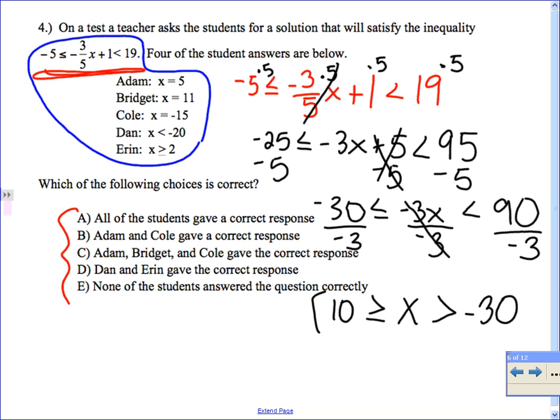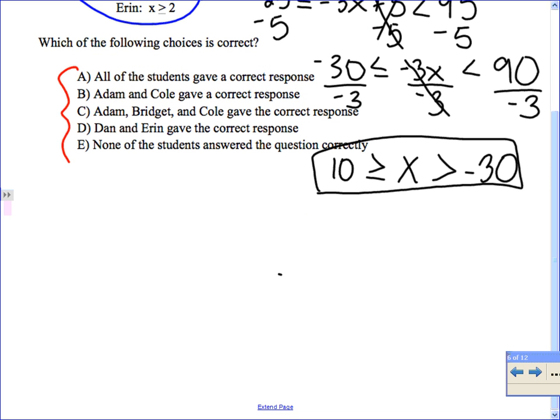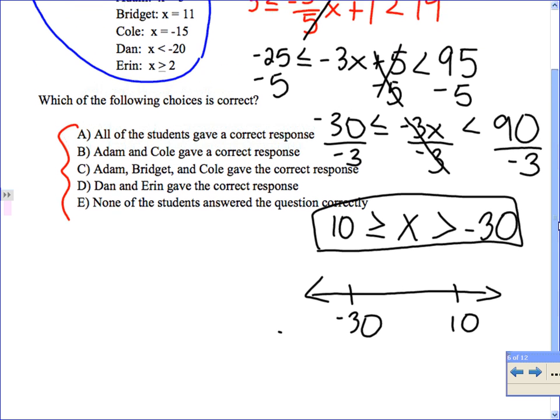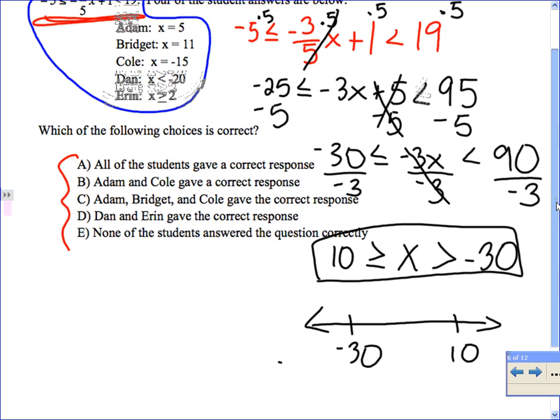So here's our answer because we have x all by itself in the middle. Let's make a number line just to help us, okay? Remember, -30 is the smaller number, so that should go towards the left. 10 is the bigger number, that should go to the right. You should have a filled-in circle above 10 because there's an equals to with the 10. You should have an open circle above -30. So now you want to figure out which way your arrows are going to go.